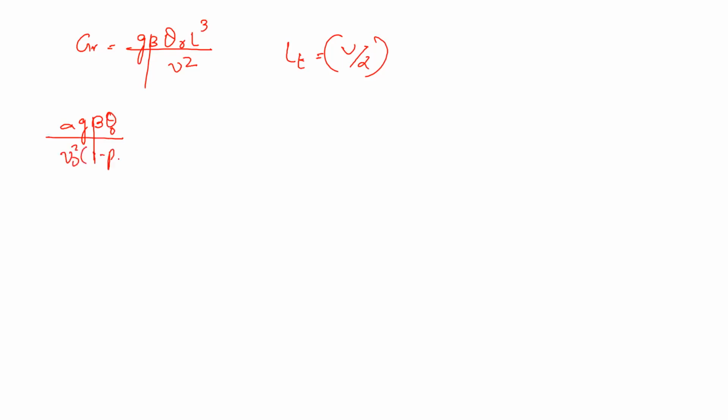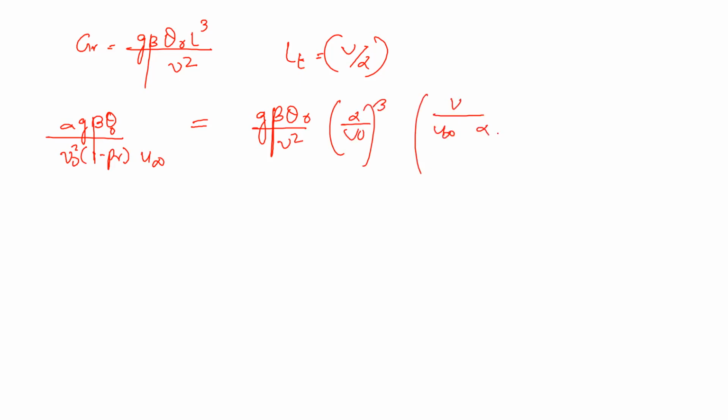Grashof number is equal to g beta theta naught L cube by mu square. So in this problem, L_T is a scale, which comes to be mu by alpha. We'll rearrange the previous expression, alpha g beta theta naught by mu square into 1 minus Pr into U infinity. That can be rearranged to get g beta theta naught by nu square into alpha by V0 cube into V by U infinity into alpha by V0. We are just rearranging and substituting some values.